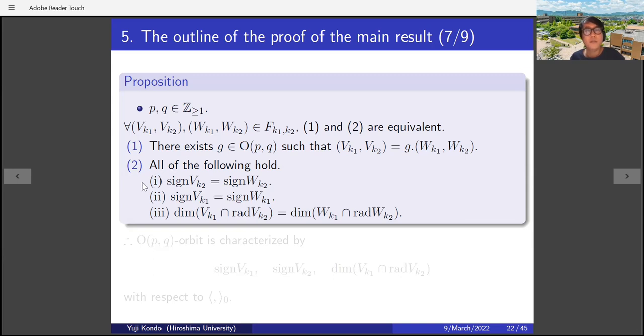Number one is sign VK2 is equal to sign WK2. Number two is sign VK1 is equal to sign WK1. And number three is the dimension of the intersection of VK1 and radical VK2 is equal to the dimension of the intersection of WK1 and the radical WK2. So by this proposition, we can see that every OPQ orbit is characterized by sign VK1 and sign VK2 and the dimension of the intersection with respect to the standard inner product.